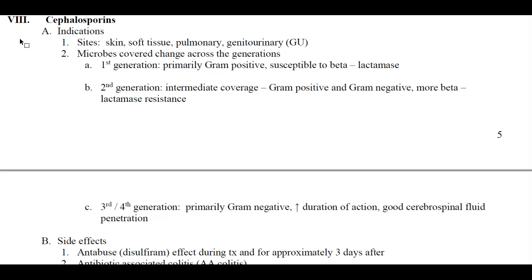The first generation primarily covers gram-positive, so they're susceptible to beta-lactamase enzymes. Now, the second generation has intermediate coverage, so it's for gram-positive and gram-negative, and it's more beta-lactamase resistant, and it has anaerobic coverage. Third and fourth generation primarily cover gram-negative organisms. They have an increased duration of action, especially the third generation, and they're also very good for cerebrospinal fluid penetration. So they can cross the blood-brain barrier. This is actually a good drug to use for a patient who has meningitis.